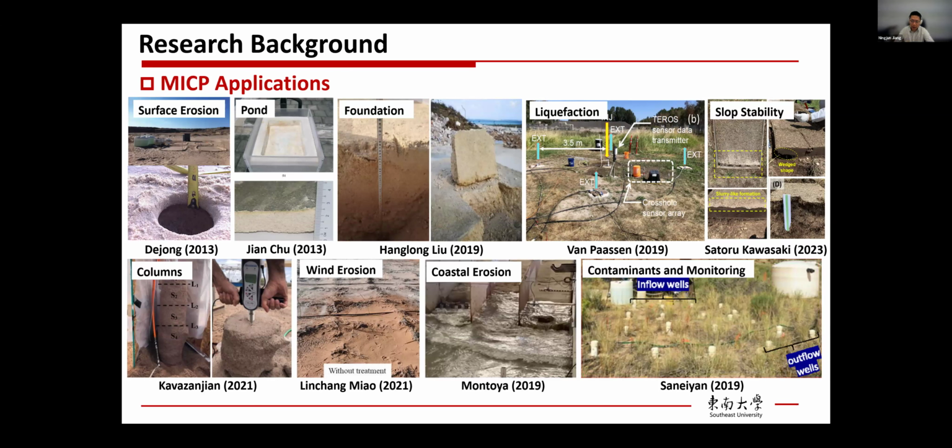Professor van Paassen, I think he has returned to the Netherlands now, used this technique for liquefaction control. Professor Kawasaki from Hokkaido University in Japan used it for slope stability control. Professor Kavazanjian from ASU used it to make a soil column, as you can see here, it's quite strong, like a stone. And Professor Miao, also from my university, used this technique for wind erosion control in a desert area in the northern part of China. Professor Montoya from North Carolina State University used it for coastal erosion control. And Dr. Sania used it for the control of contaminants. So these are some representative works done by famous groups worldwide.